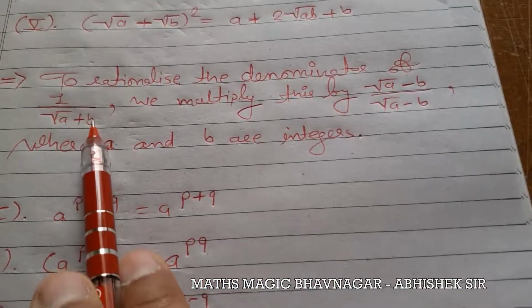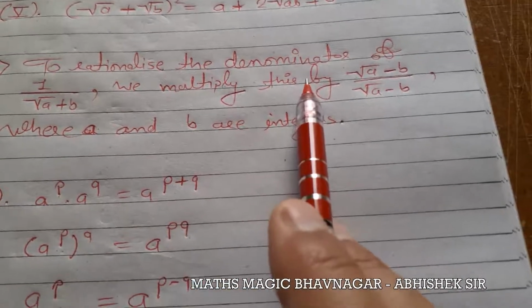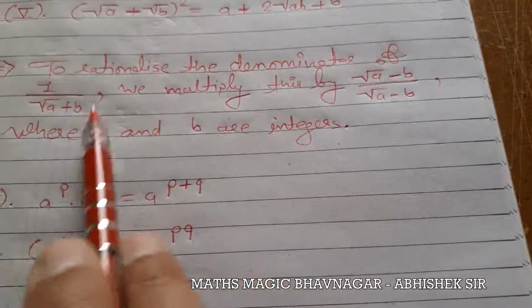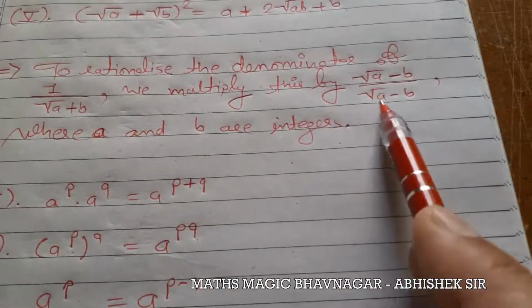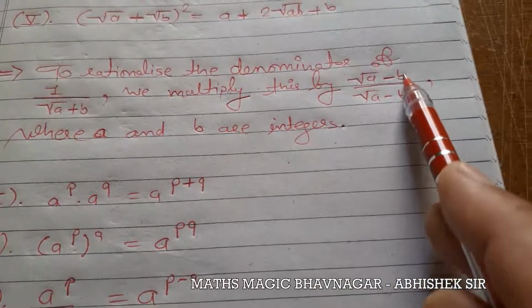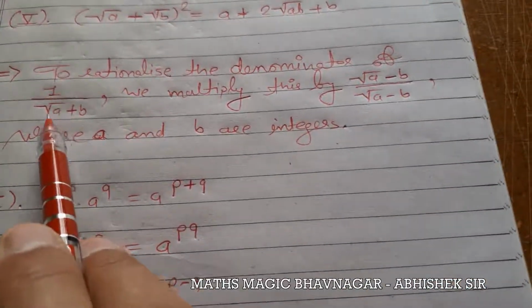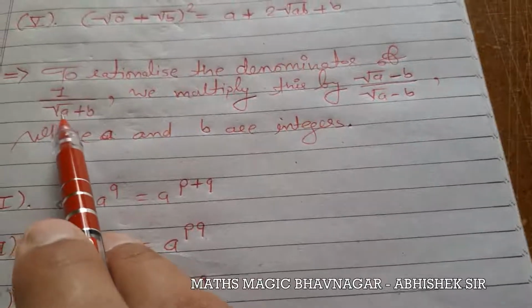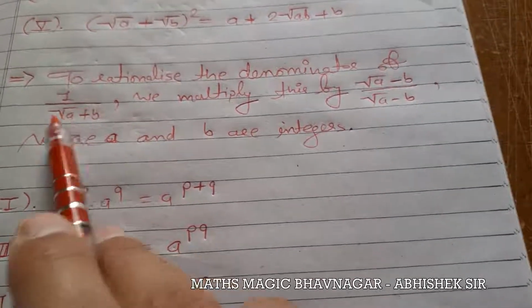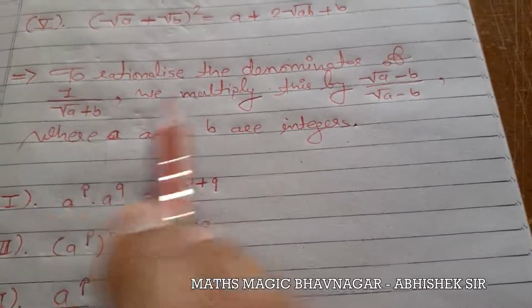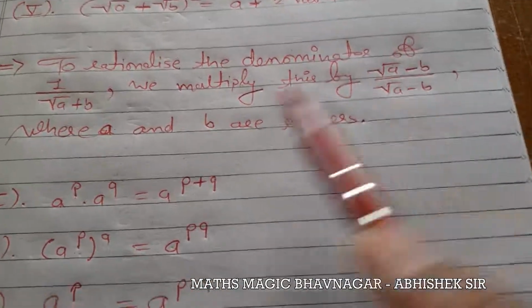Now for rationalization or rationalizing the denominator, they are telling that to rationalize the denominator of 1 upon root A plus B, we have to multiply numerator and denominator with root A minus B. Or to remove the root from the denominator, we have to multiply with the term which is in the denominator with the opposite sign. Here a plus sign is there, we have to multiply it with minus sign.